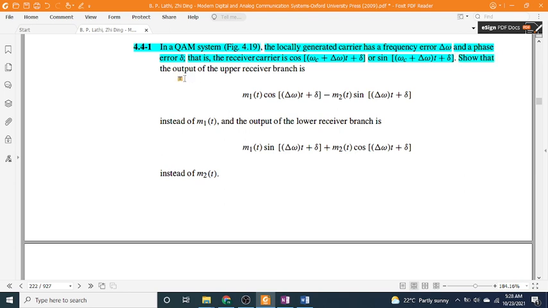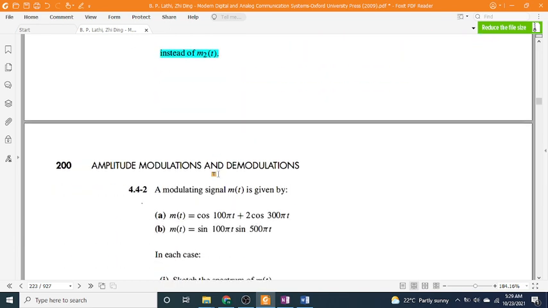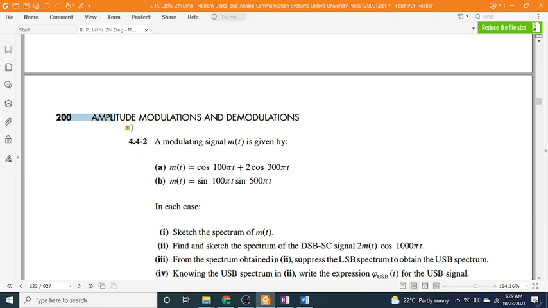Show that the output of the upper receiver branch is m1(t)cos(Δωt+θ) − m2(t)sin(Δωt+θ) instead of m1(t), and the output of the lower receiver branch is m1(t)sin(Δωt+θ) + m2(t)cos(Δωt+θ) instead of m2(t).